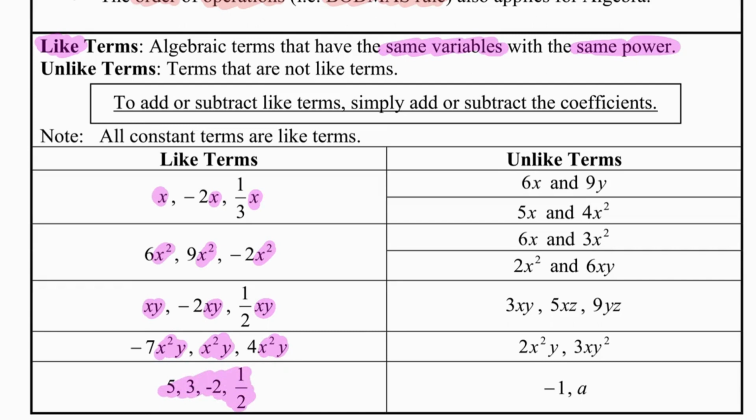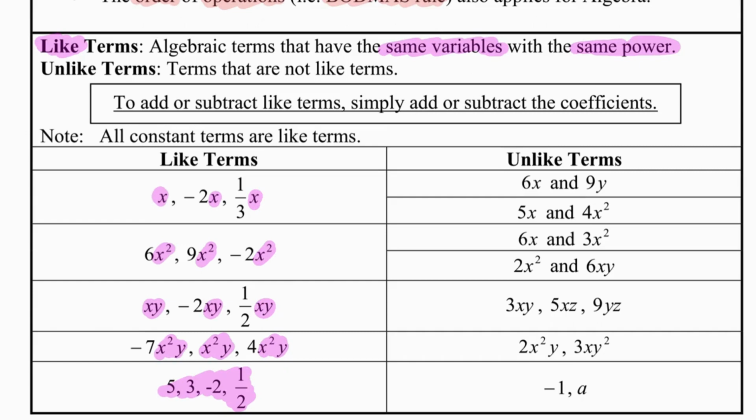So you can see that when we are looking at whether it is a like term or an unlike term, we only focus on the variable. The coefficient, which is the number or the value in front of the variable, we are not too bothered about it.